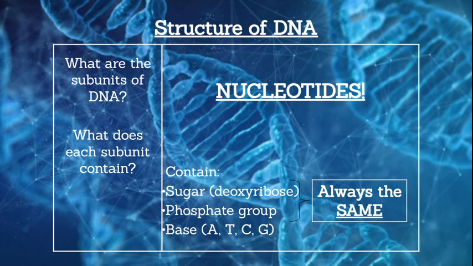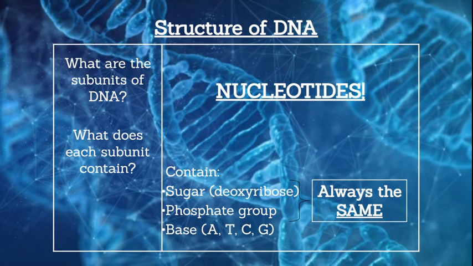So the subunits of DNA, which is what builds it up, is going to be your nucleotides. So these subunits will contain your sugar, which is deoxyribose. That's where the D in DNA comes from. It's from deoxyribose, which is the sugar that we use to build DNA. You also have your phosphate group, and you have your nitrogenous bases, which are going to be A, T, C, and G, which also stand for adenine, thymine, cytosine, and guanine.